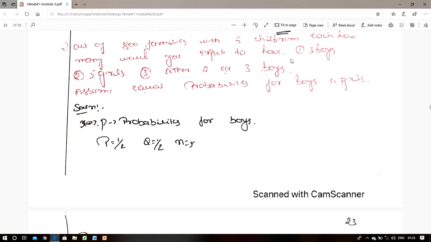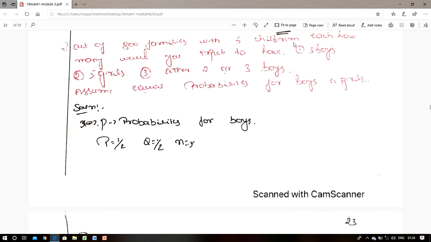Out of 800 families with 5 children each, it means each family contains 5 children. First we have to find the probability for one family, and then we multiply it with 800 to get the total number of families. Since there are 5 children in each family, n is equal to 5.